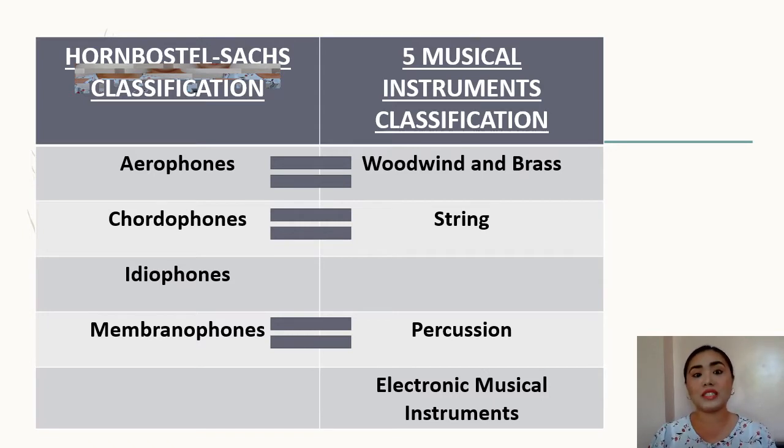There are four different types under the Hornbostel-Sachs. The first one, we have aerophones. The second, we have chordophones. The third one, idiophones. And the last one, membranophones.